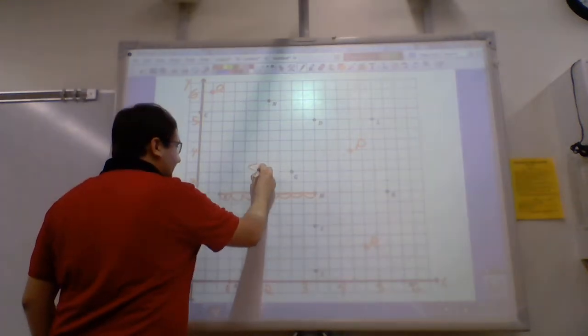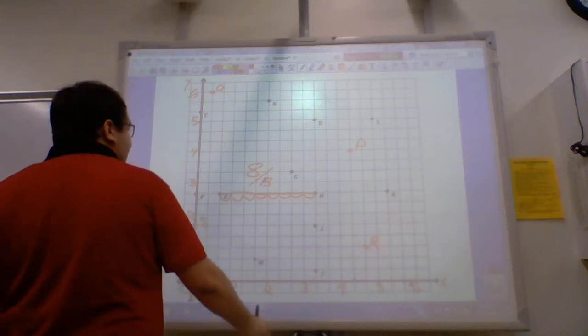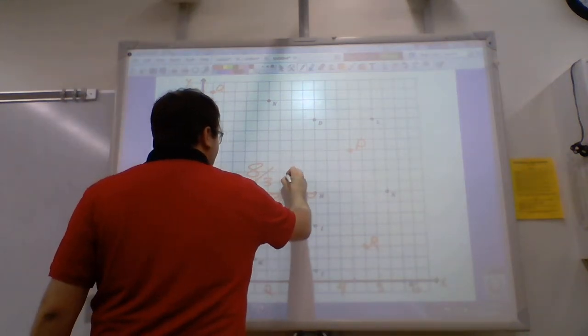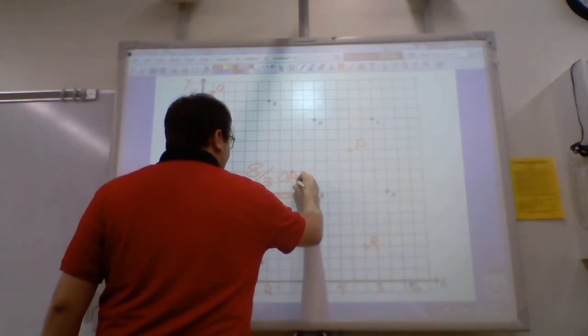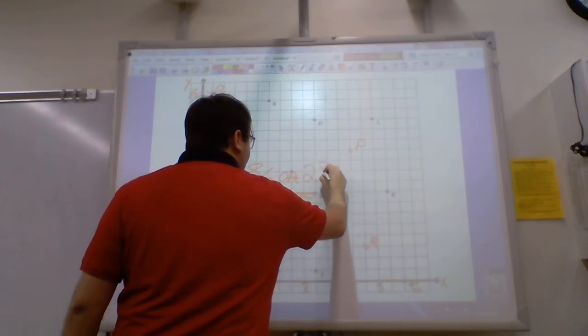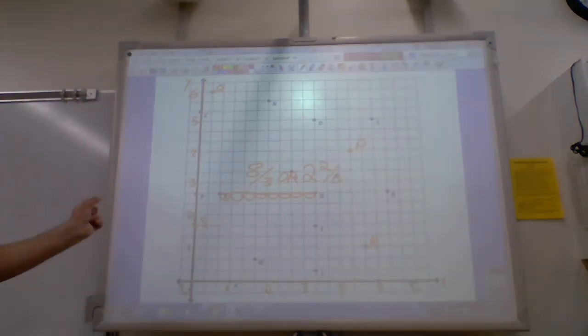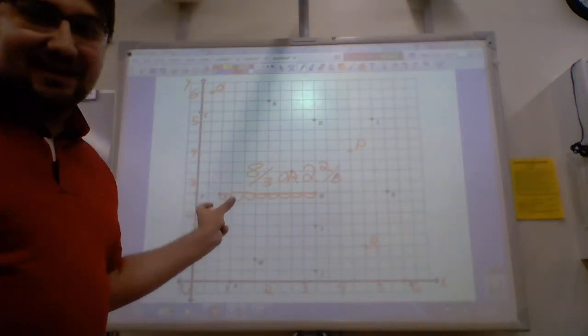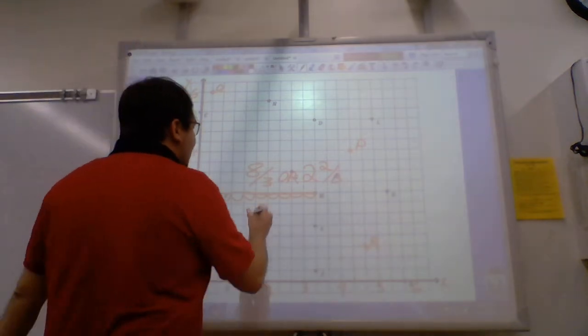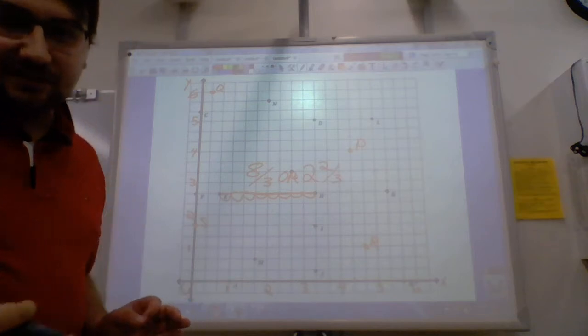So this line is 8/3, or if you don't want to write 8/3, or it is 2 and 2/3. That is the distance between E and H. It is 2 and 2/3, or it's 8/3. That's the distance between these.